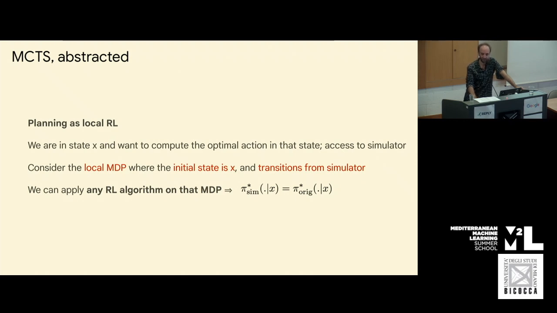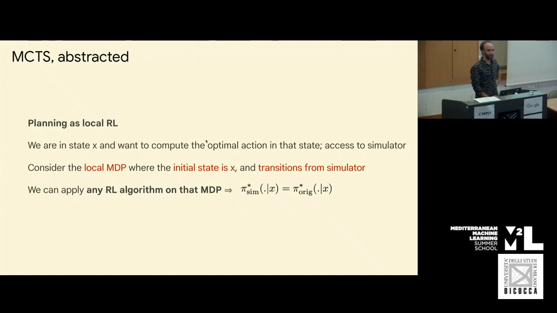So we're in a state X, and we want to compute the optimal action in that state. And we have access to a simulator. So we can consider a new MDP, which I call the local MDP, where the initial state distribution is X, and the transitions come from the simulator. And we can apply any RL algorithm to that MDP. And I have a simulator, so I can do as many trajectories as I want.